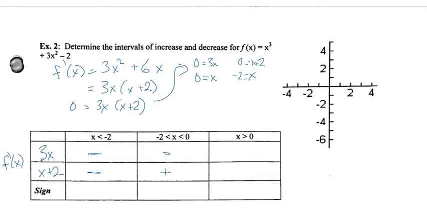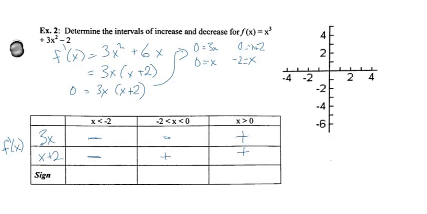So on and so forth. Pick another number greater than 0. Let's pick 1, which is going to give us a positive and a positive. So for this one, we know that it's going to be the first region, negative times negative is a positive. We're going to have a positive derivative for the first region, then a negative for the second region, and a positive for the third region.